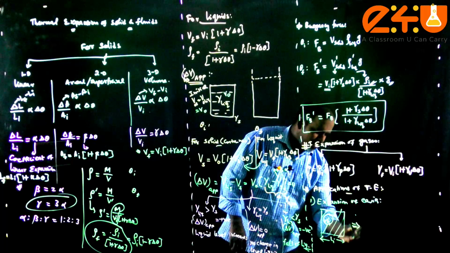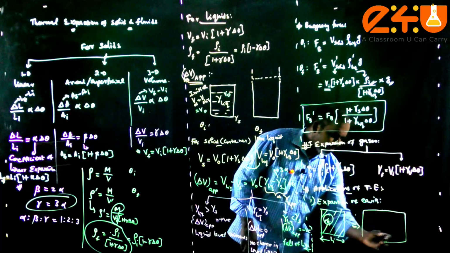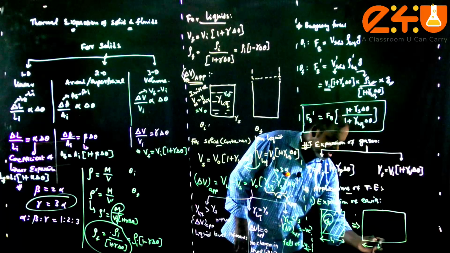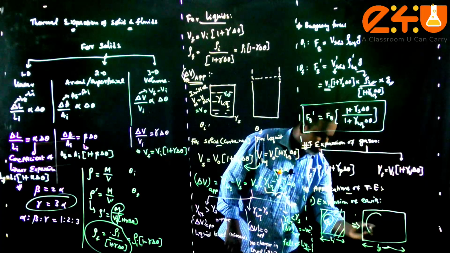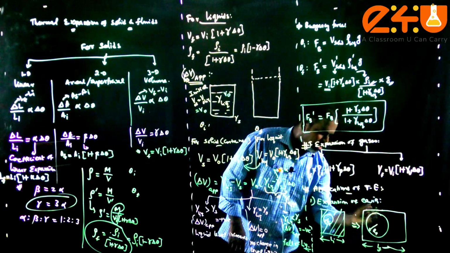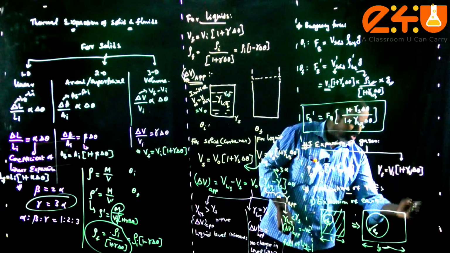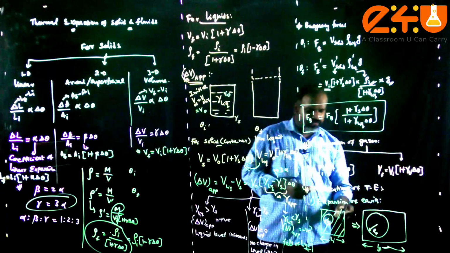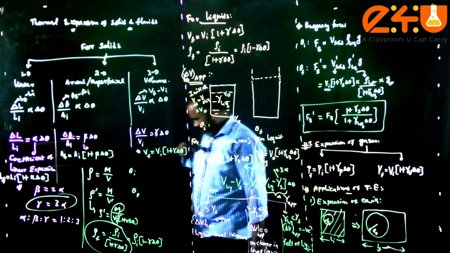Therefore, when temperature increases, the size of the square plate also increases. At the same time, the size of the cavity also increases. So this is R final. That means this cavity expansion is very similar to the expansion of a circular disc of radius R initial to R final. So kindly note down the theory, students.